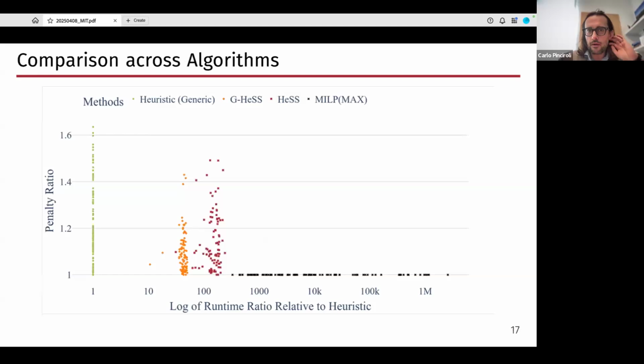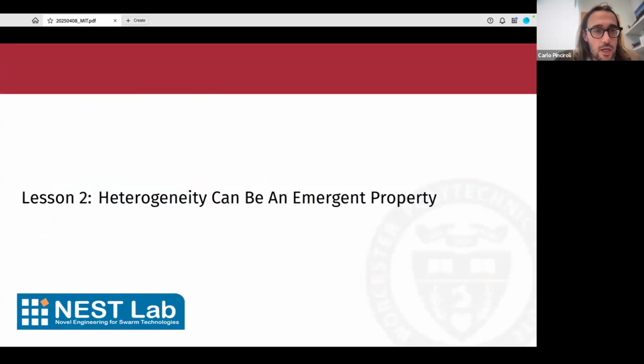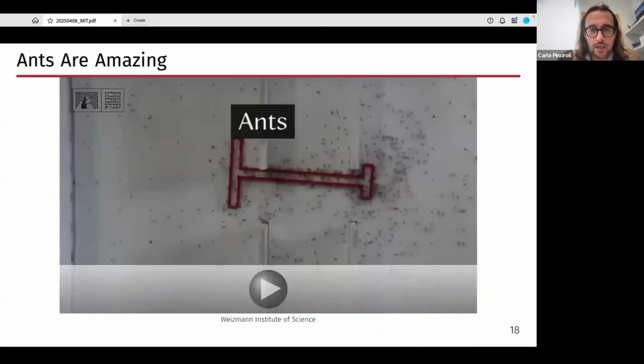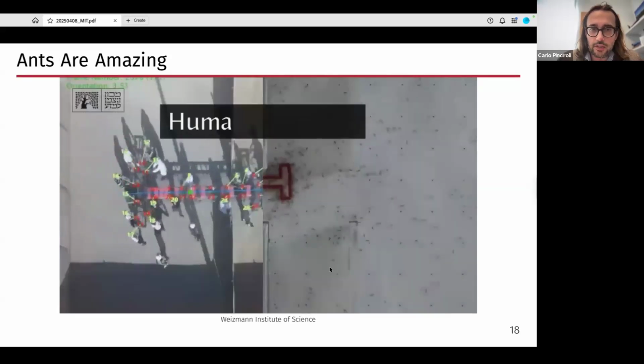All right, so this is it for the first lesson. The second lesson is that heterogeneity can be an emergent property, and we're going to study this with a completely different problem. It's the problem of collective transport.